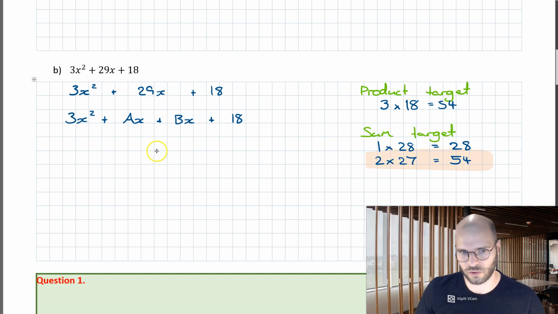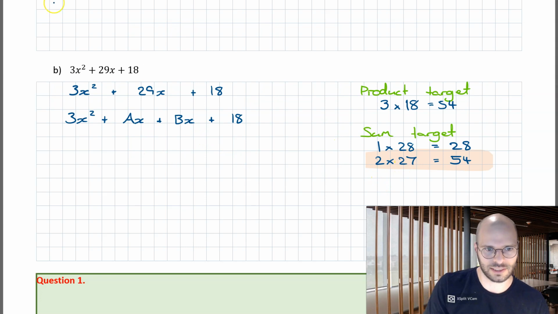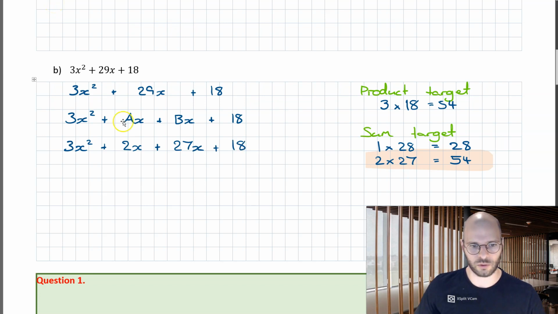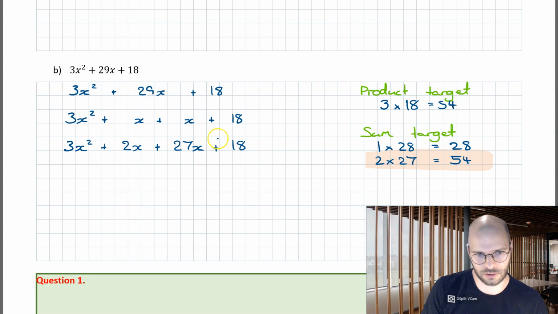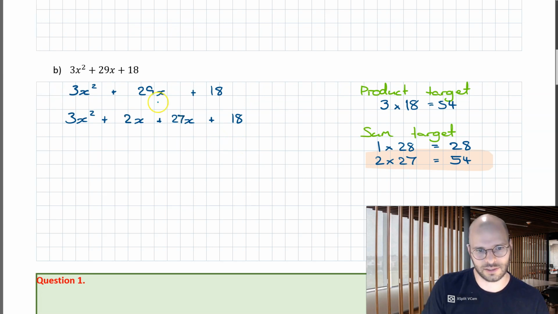So our values for A and B are going to be 2 and 27, or we can change it the other way around if we choose, it doesn't matter. Therefore, we have this expression as shown over here, although I will change it to go here and here. Okay, next step, we have our implied brackets, and we want to factorize across these implied brackets.